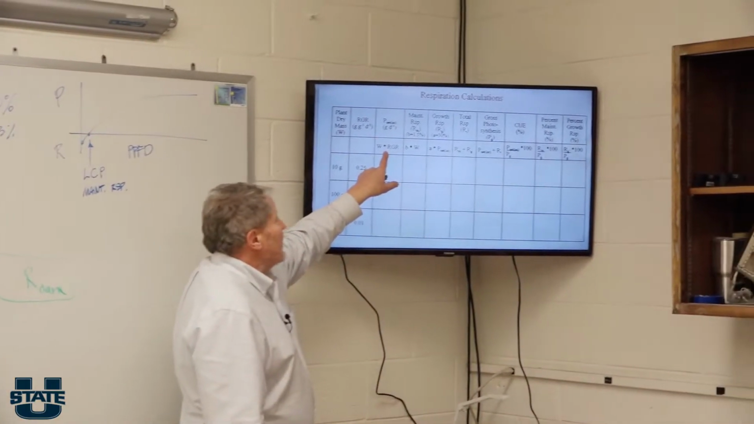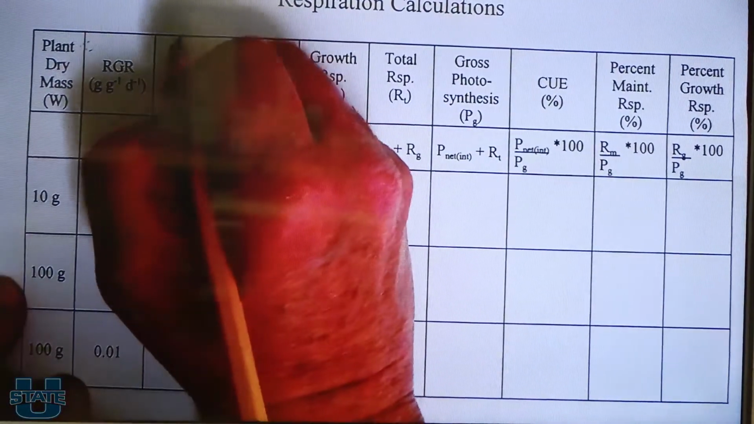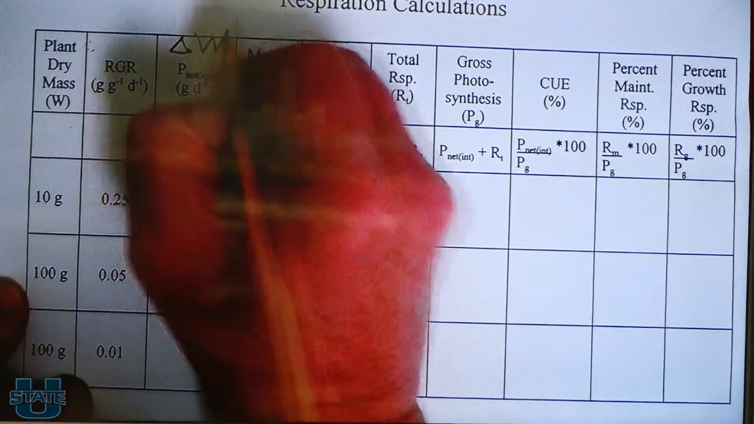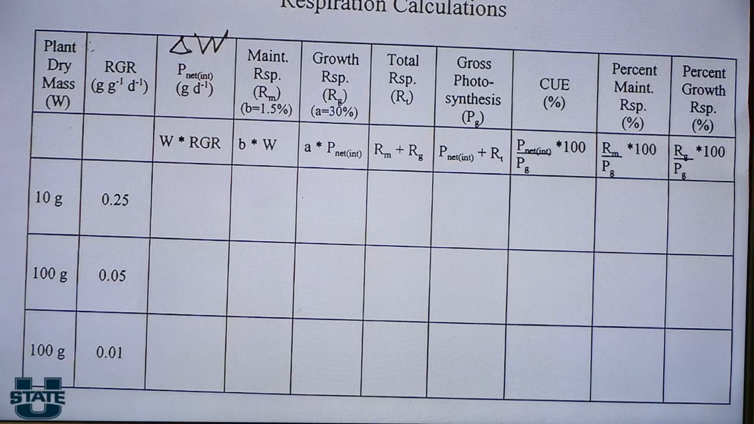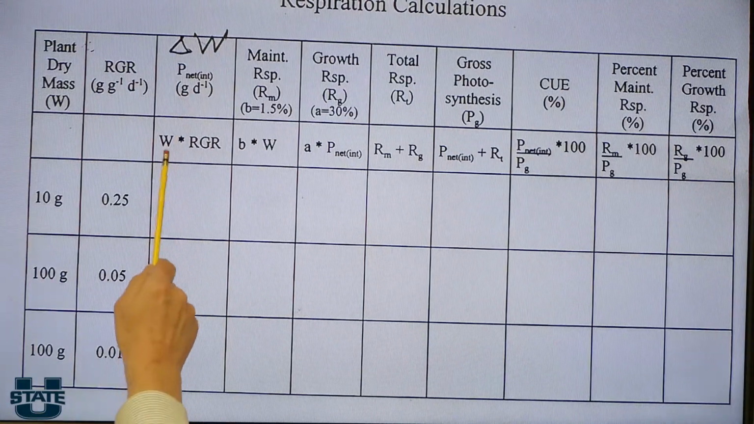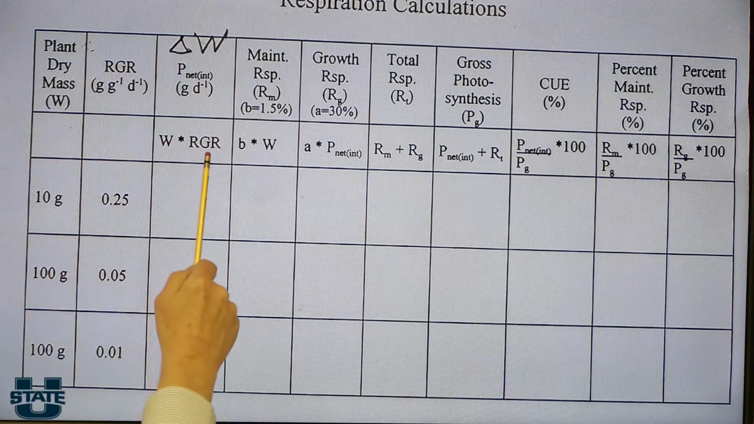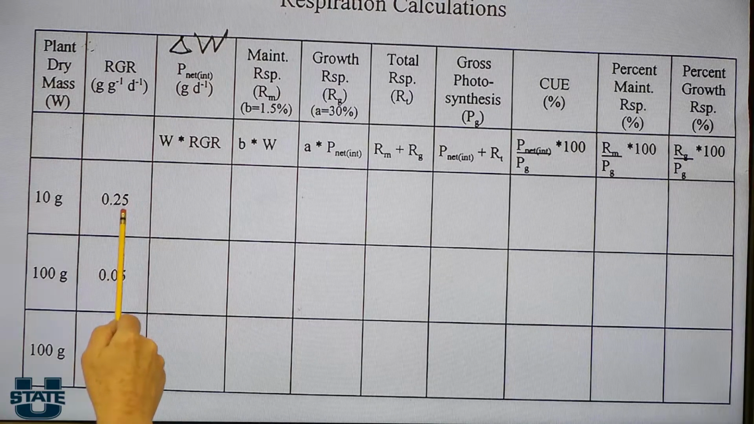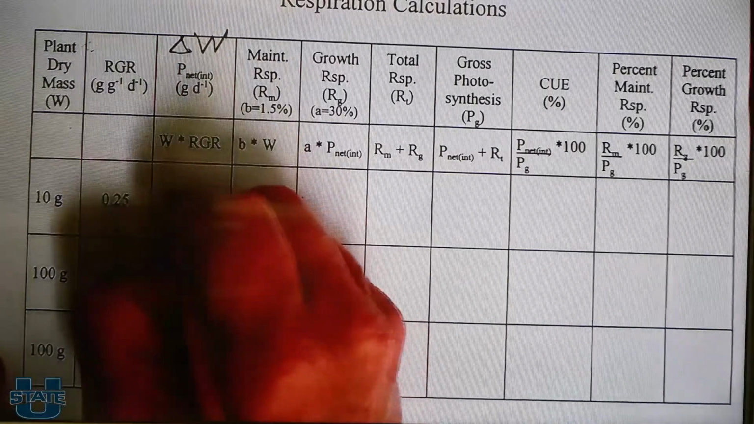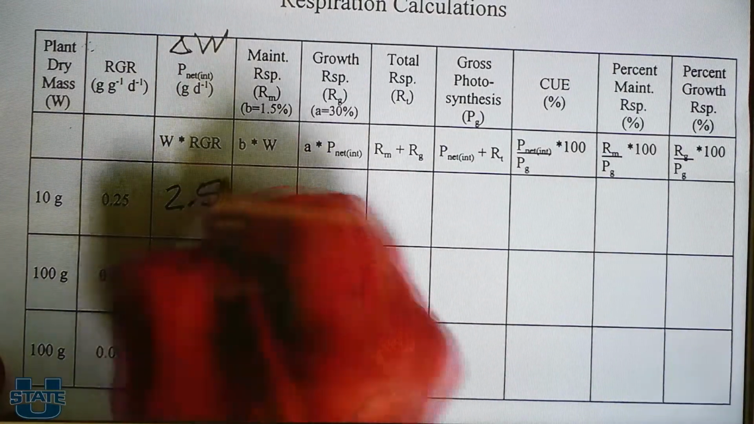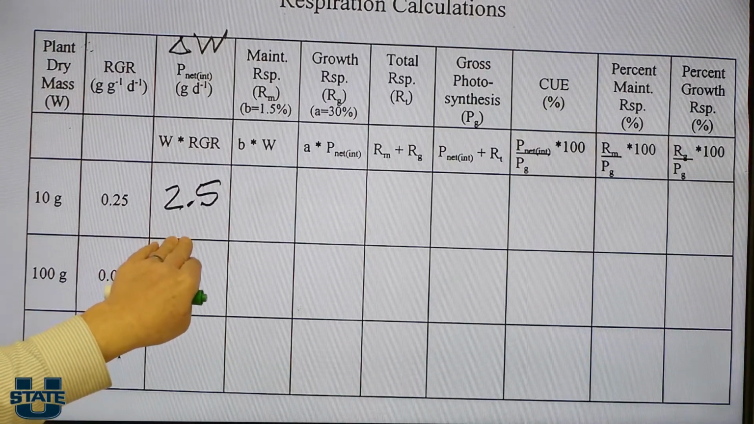But P net for this plant is really delta W. It's how much weight did that plant grow in a day, and it's the weight of the plant, 10 grams W, times the relative growth rate, 0.25. So if it's 0.25 times 10, this number is 2.5. So that is the absolute amount of growth this plant grew.